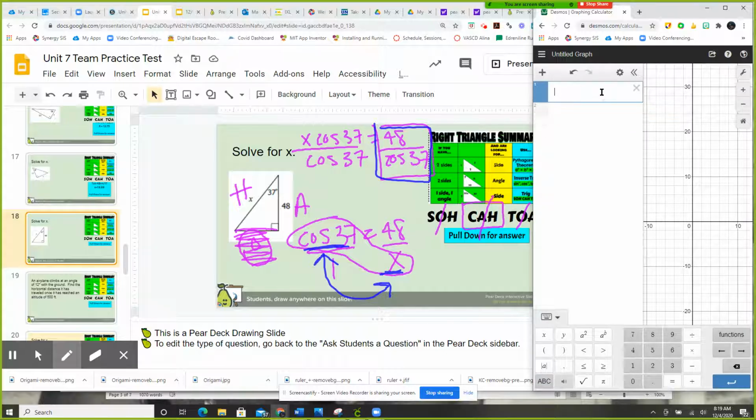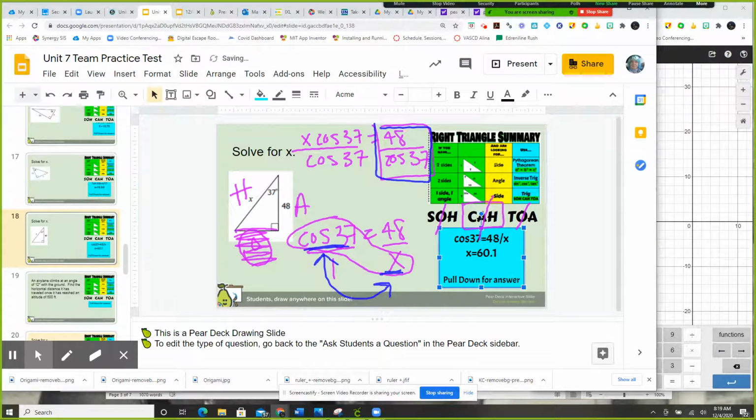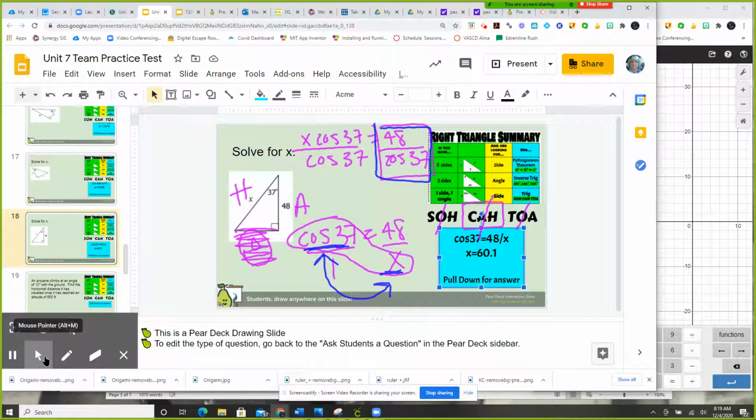Yay! 48 divided by cosine 37. Yay! I'm so proud. 60.1. Winner, winner, chicken dinner.